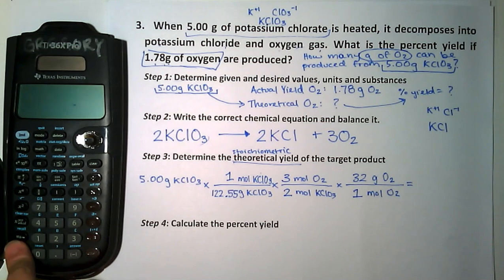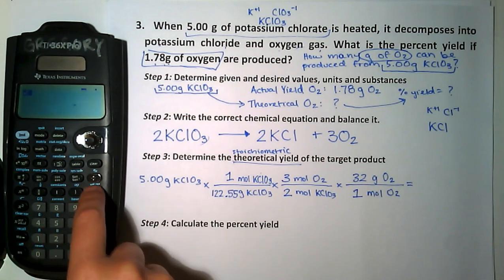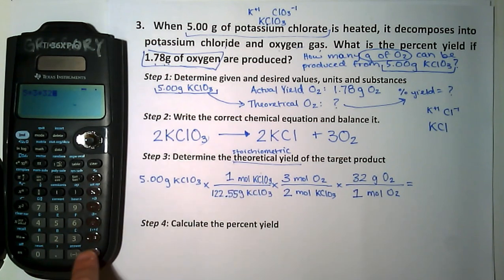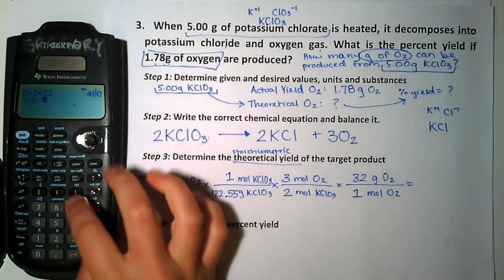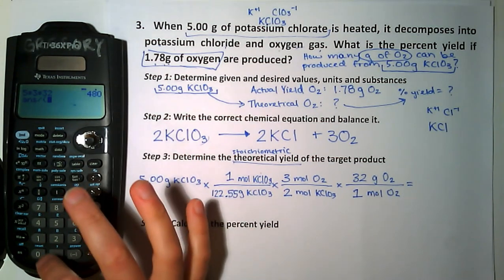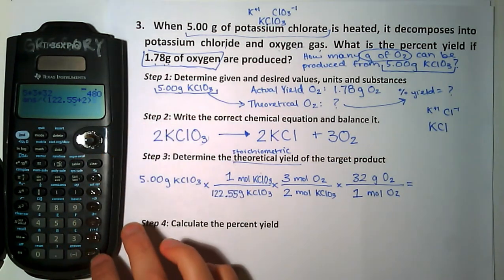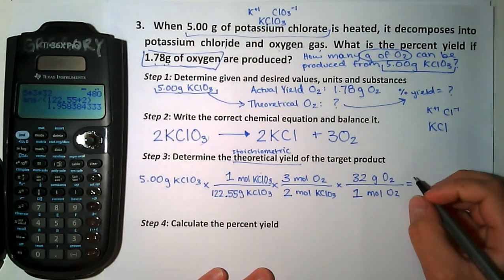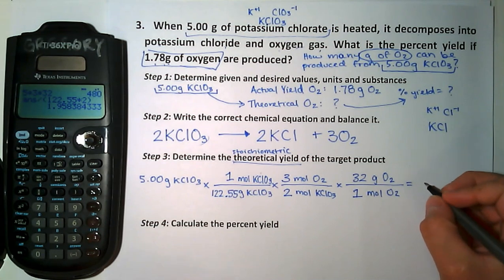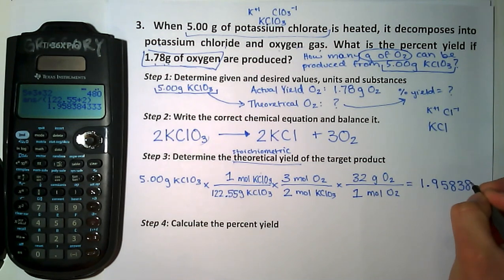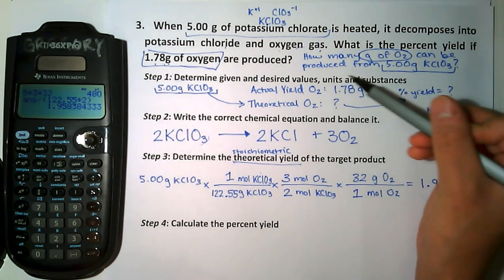Now we just need to plug this in our calculator. We have 5 times 3 times 32 on top, divided by 122.55 times 2 on the bottom. And that gives us a stoichiometric or theoretical yield of 1.95838. And now we know that this is a reasonable amount because it's more than our actual yield.